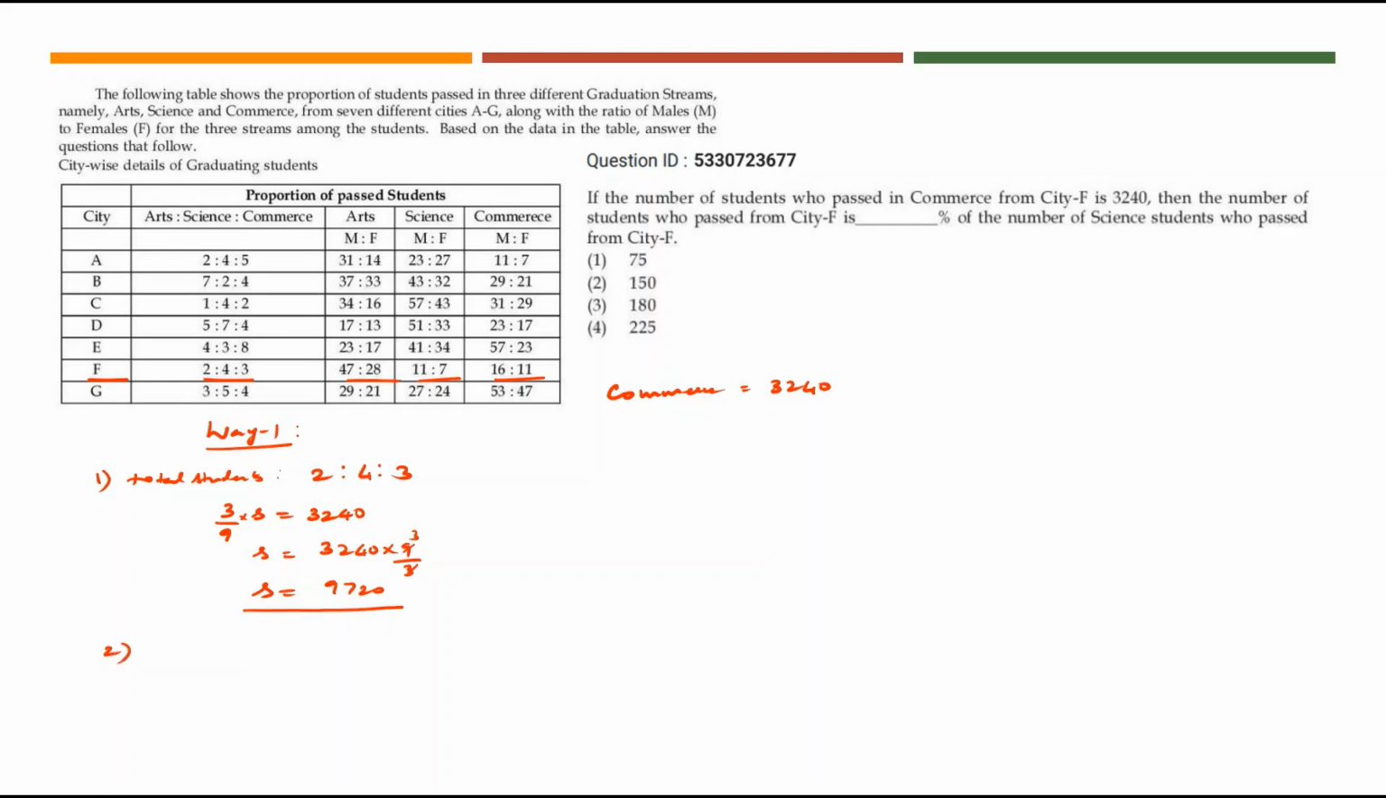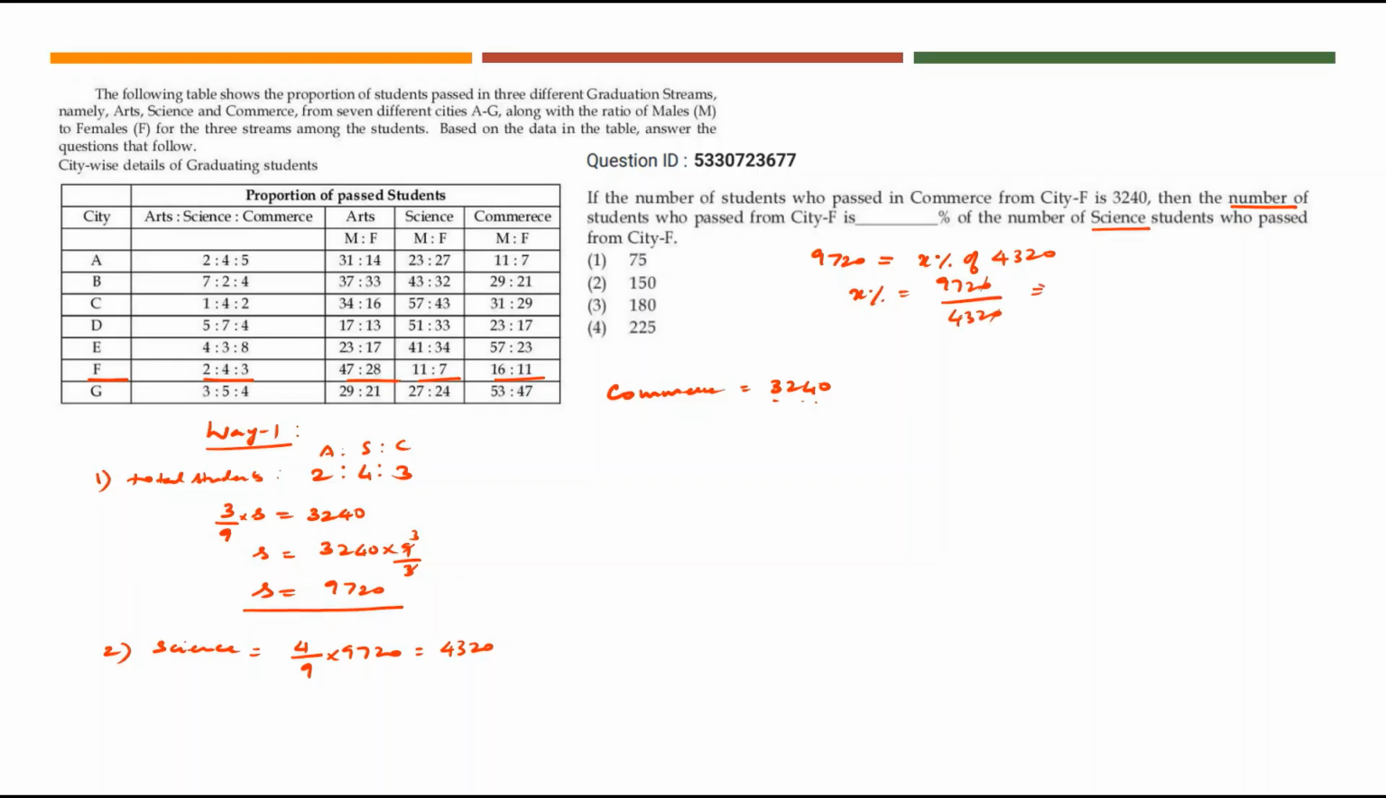From there we have to find the science stream students. They have asked for the total number in terms of percentage of science. This is arts, science and commerce. So it is 4 by 9 into 9720, which is equal to 4320 science students who passed from city F. So the total number is 9720. They have given that it is equal to some percentage of the number of science students. So this is equal to X percentage of the number of science students, 4320. X percentage will be equal to 9720 divided by 4320.